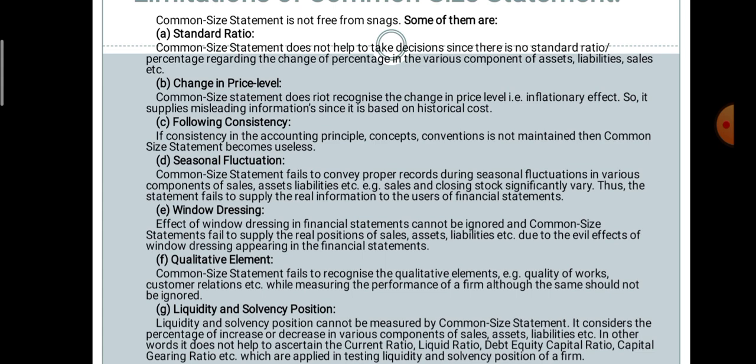And some more limitations are focus on past performance. Here, comparative statements and common size statements are also focusing on the past. They are not future oriented and they do not provide reasons. Common size statements do not explain why a particular component has a higher or lower percentage over the other component. Common size statements need to be supplemented with other tools of analysis to make proper interpretations.